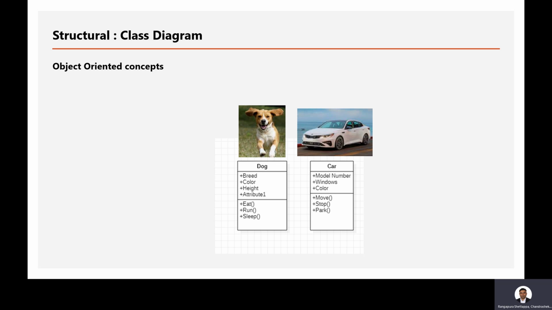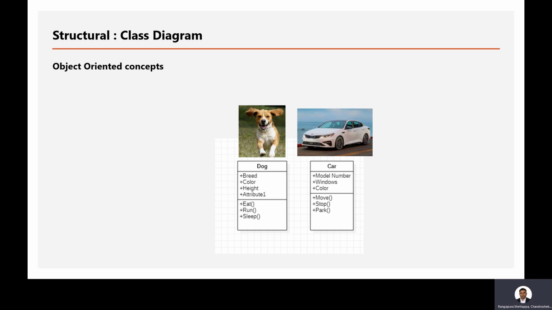For example, a dog in real time could also be represented in terms of a class. A dog class can have attributes like breed, height, color, right? Like this, you can have many attributes, and it can also perform some actions. A dog can run, it can eat, it can walk. These are all different methods which are used to represent the dog.